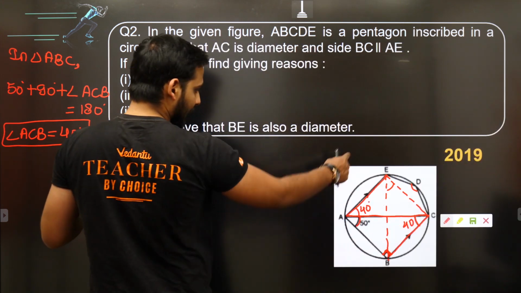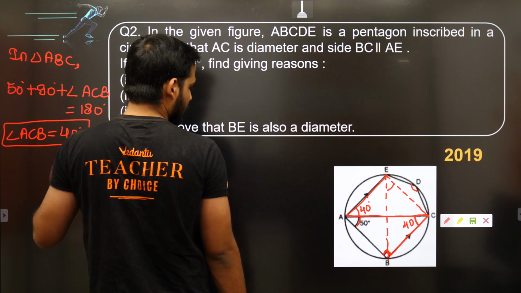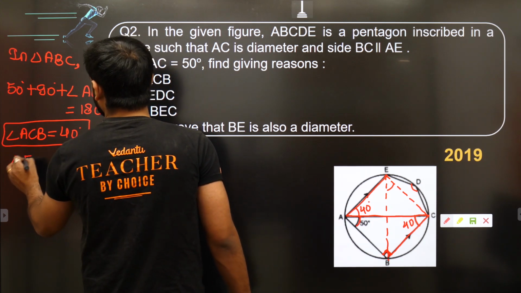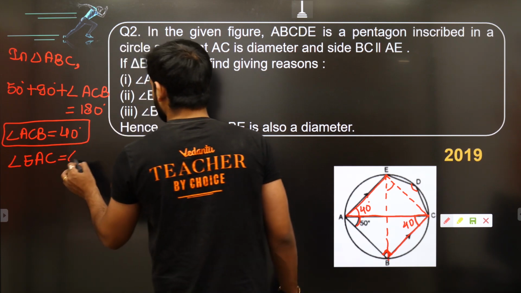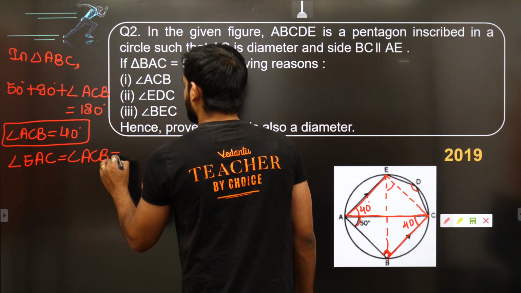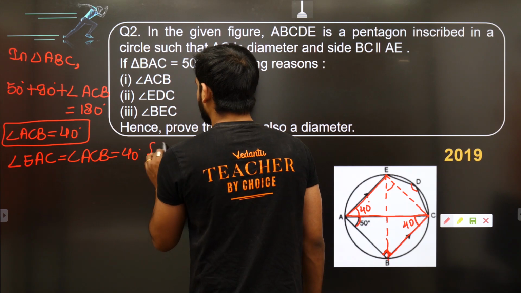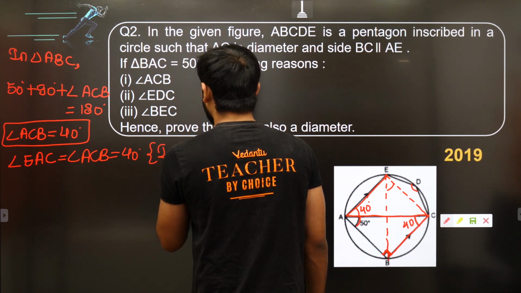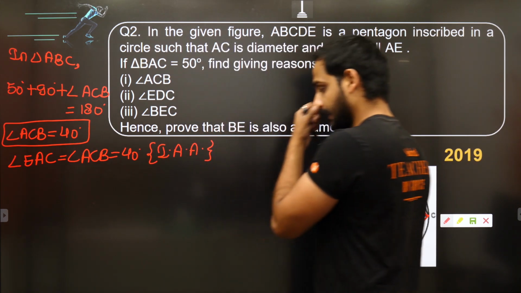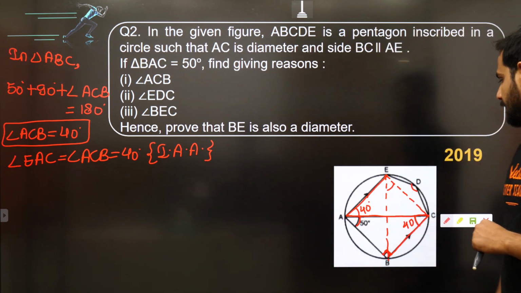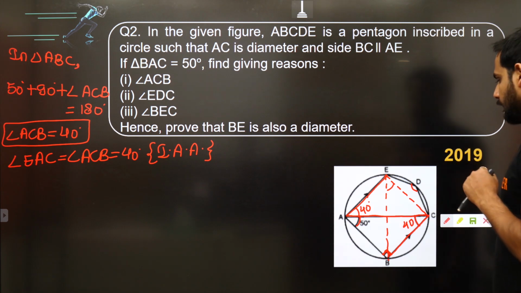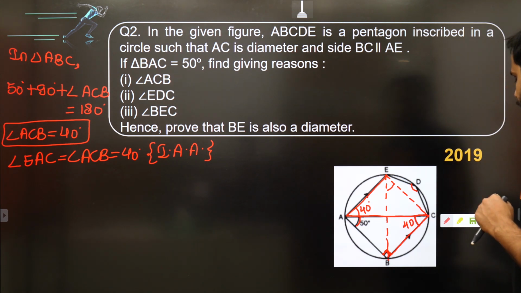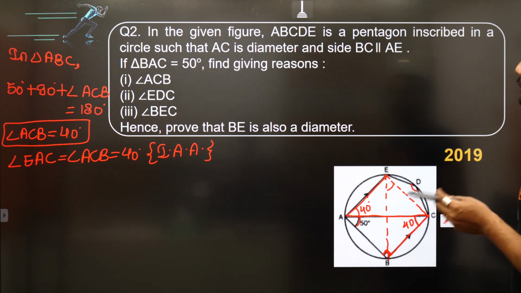So I can say angle EAC is equal to angle ACB is equal to 40 degree, and the reason is because they are forming a pair of interior alternate angles. Okay? Now let's move to the next part. Given that AC is the diameter.